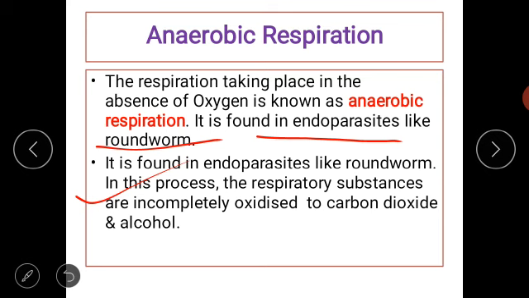So in the intestine there is no presence of oxygen. So this roundworm carries out anaerobic respiration, and in anaerobic respiration the compounds are not completely oxidized. They are incompletely oxidized, and a little amount of energy is produced in anaerobic respiration. So that is about anaerobic respiration, that very little energy is produced because of incomplete oxidation of the organic matter.